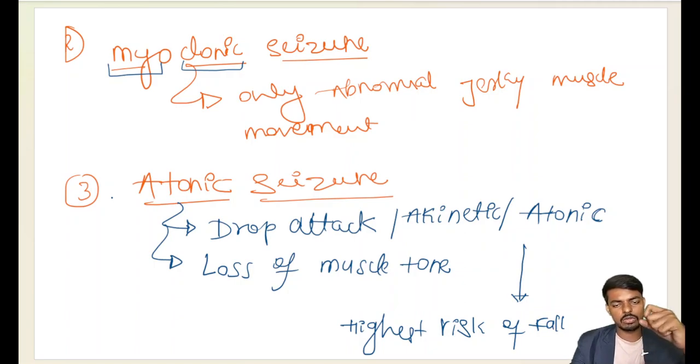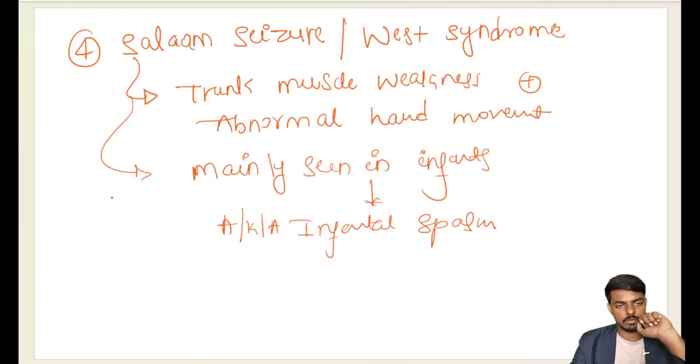So that is what we call the drop attack, or akinetic, or atonic seizure, meaning the loss of muscle tone is occurring, and the patient is unable to walk, unable to move. That is what we call the akinetic seizure. So the highest risk of fall injury occurs in the patient with an atonic seizure. Okay, so this is a very important point we have to remember.